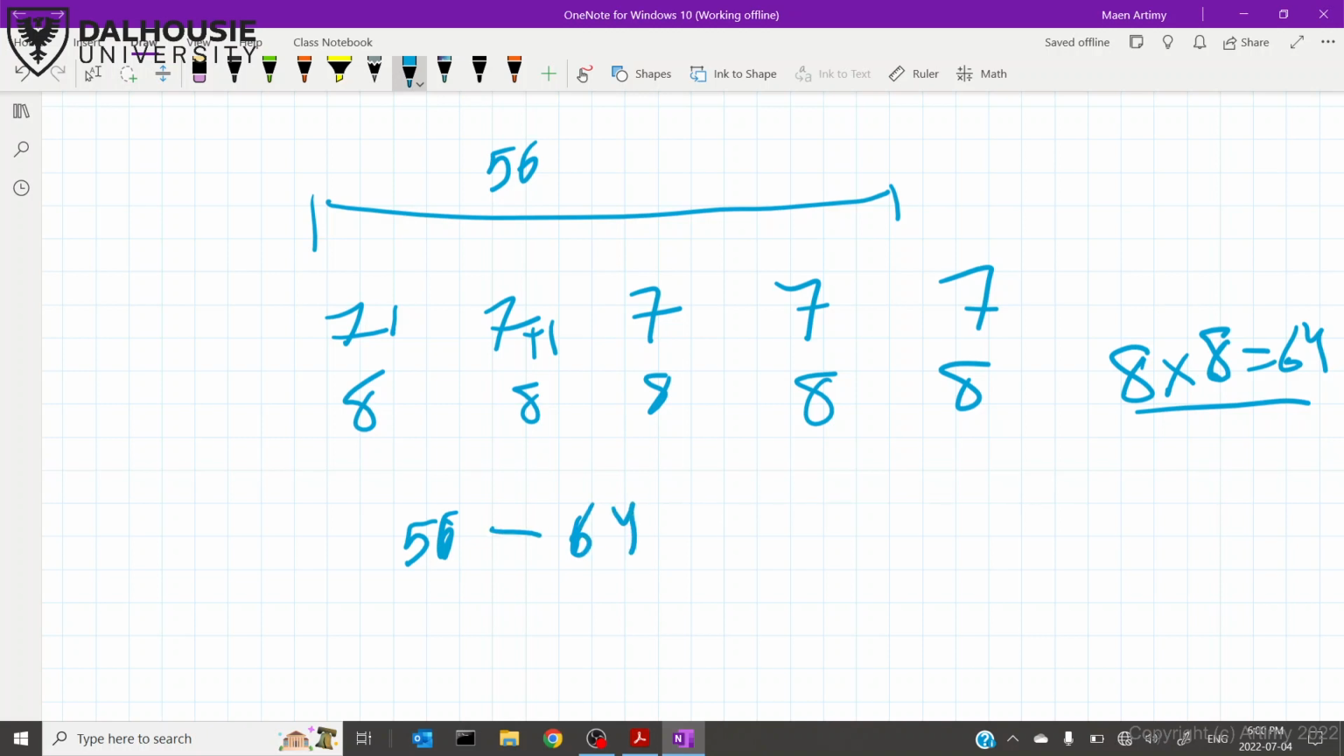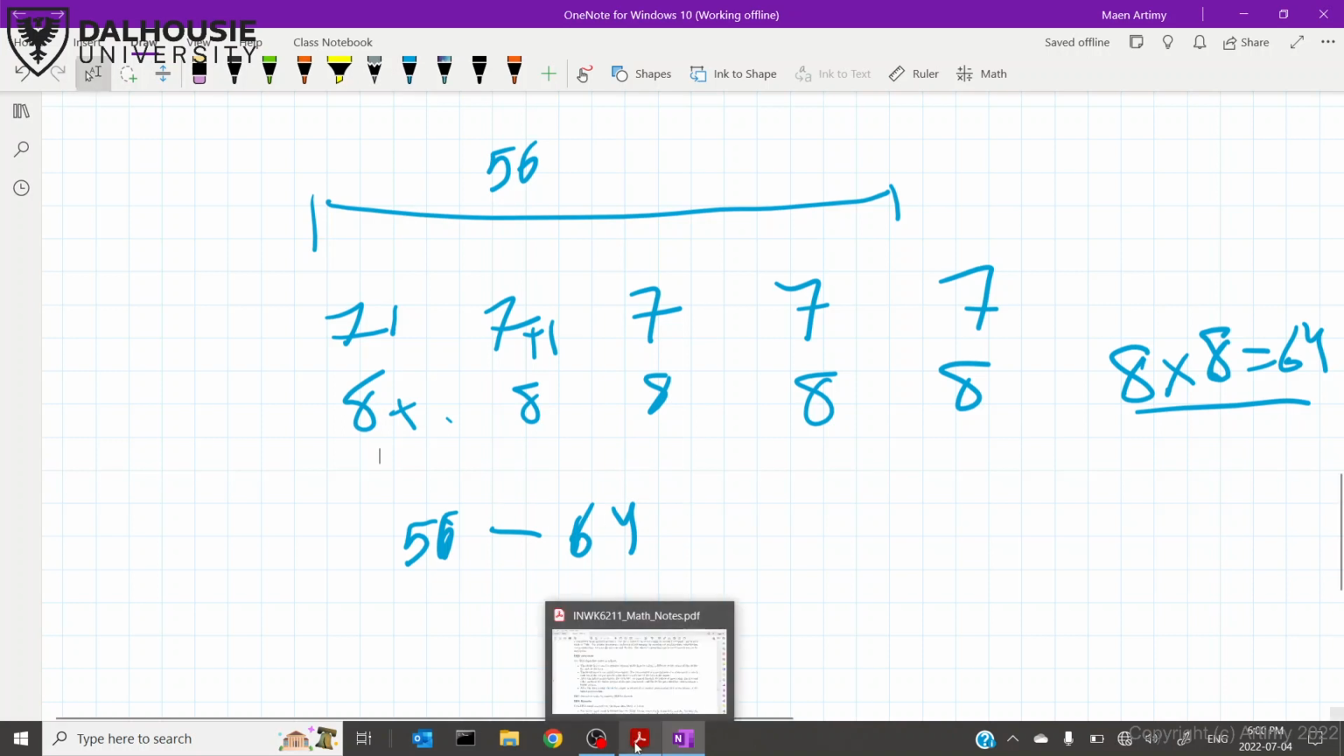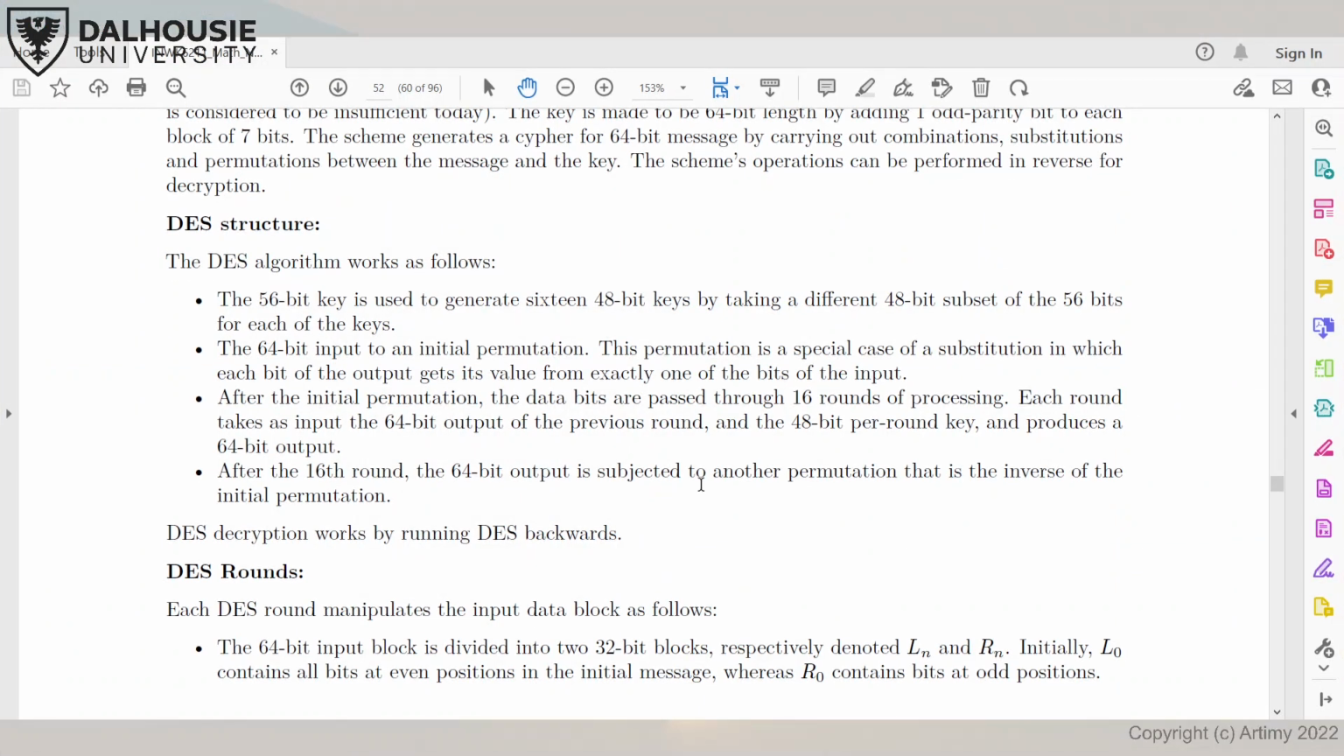So we cannot really consider it a true 64-bit key because these bits that we added are not random. The other 56 bits are random. But once we know the 56, we can generate the 64 by just calculating the parity bits. So we still consider this algorithm as a 56-bit key algorithm and not 64.